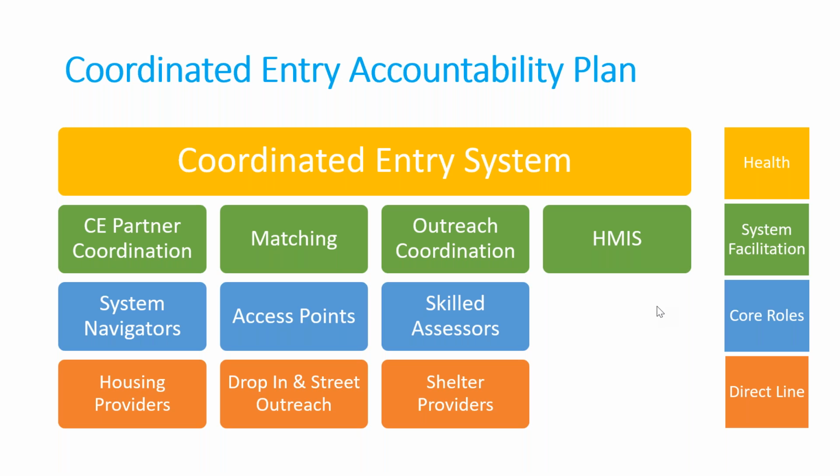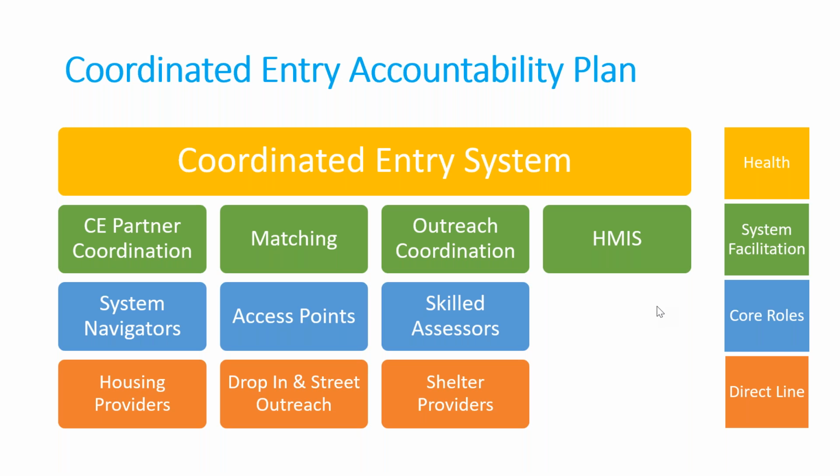And then in Chicago, if you move on to the blue, we've identified core roles. I think as we continue to expand and modify coordinated entry, more core roles could always come into play. But for right now, we have system navigators, access points, and skilled assessors. Those are core functions that we've determined to be vital to our coordinated entry system operating and in compliance with our HUD regulations. So those core roles also will have some accountability plans in place to ensure that we're fulfilling what we were set out to do.